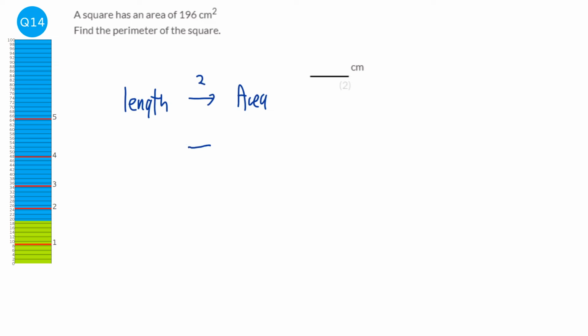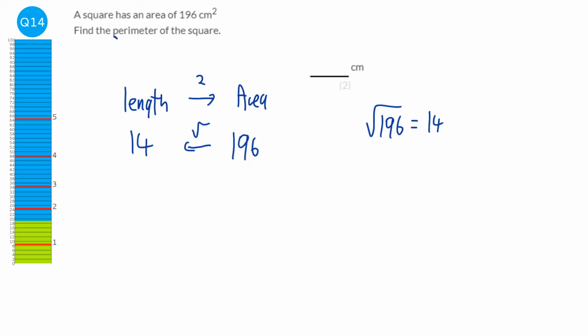To work backwards, what we do is we square root, because the inverse of square is square root. So we've got 196, and we're going to square root it to find the length. So we work out the square root of 196, which is what number times itself is 196. And you should learn them from 1 to 15, so you should know all of the square numbers from 1 to 15. So you should know that the answer is 14. So the length therefore is 14.